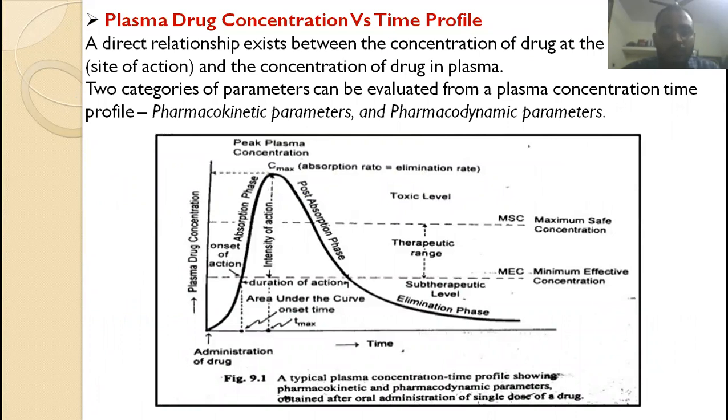Here is a plot between plasma drug concentration versus time profile. It is a typical plasma concentration time profile showing pharmacokinetic and pharmacodynamic parameters obtained after oral administration of a single dose of a drug, in which when a plot between plasma drug concentration versus time profile is drawn, they show two parameters. First is pharmacokinetic and second is pharmacodynamic parameters.